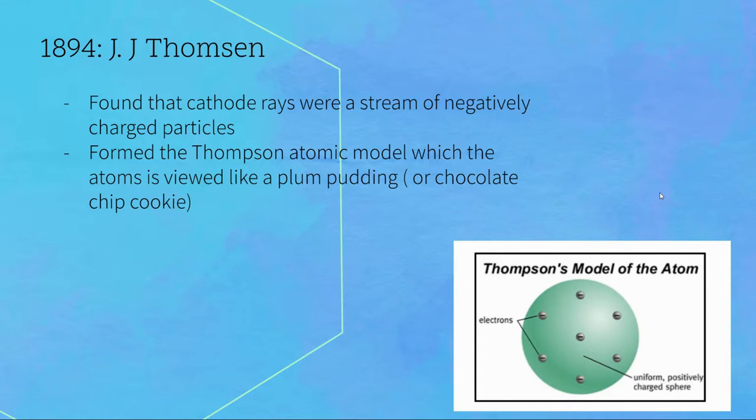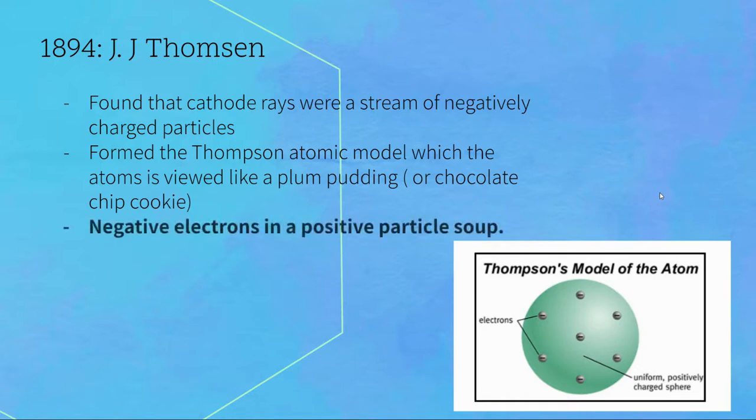I call it the chocolate chip cookie because if you look at the picture, it kind of looks like a chocolate chip cookie, where essentially what he said is that negative electrons, that's the small silver ones floating around in that big green ball, are just surrounded, okay, by a very positive particle soup or a very positive particle sphere. And that was kind of his big contribution, is he said that there are something called electrons. Now, in your notes, you do not have the picture of Thomson's model of the atom. Please add it beside your last sentence, which is negative electrons in a positive particle soup. So just add it because we are going to need to know what the theory's pictures look like.